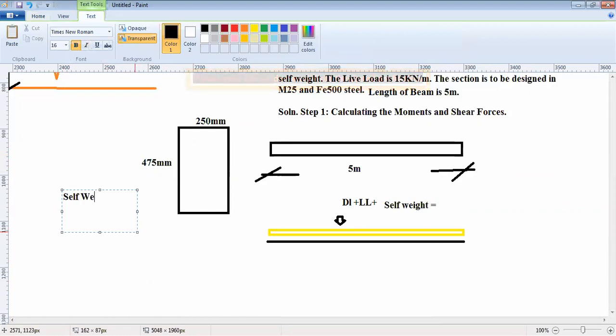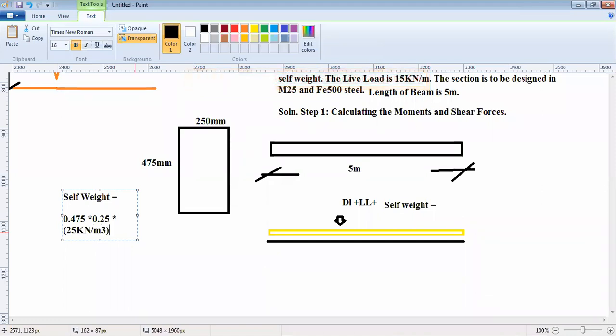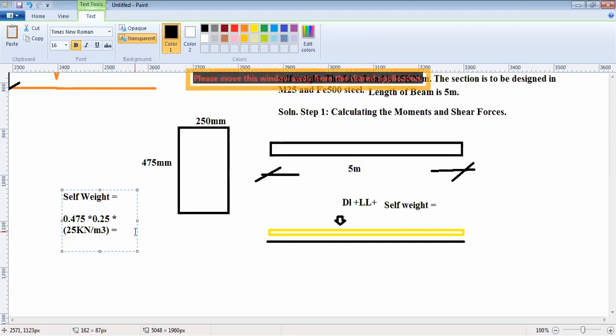You can calculate the self weight like this. Self weight is, what is the size of the beam? 0.475 meter into 0.25 meter into the length of the beam, 5 meter. You do not need to put the length here. Into 25 kilonewton per meter cube. What is it? It's the density of the reinforced concrete. This will be 2.9697 kilonewton per meter.